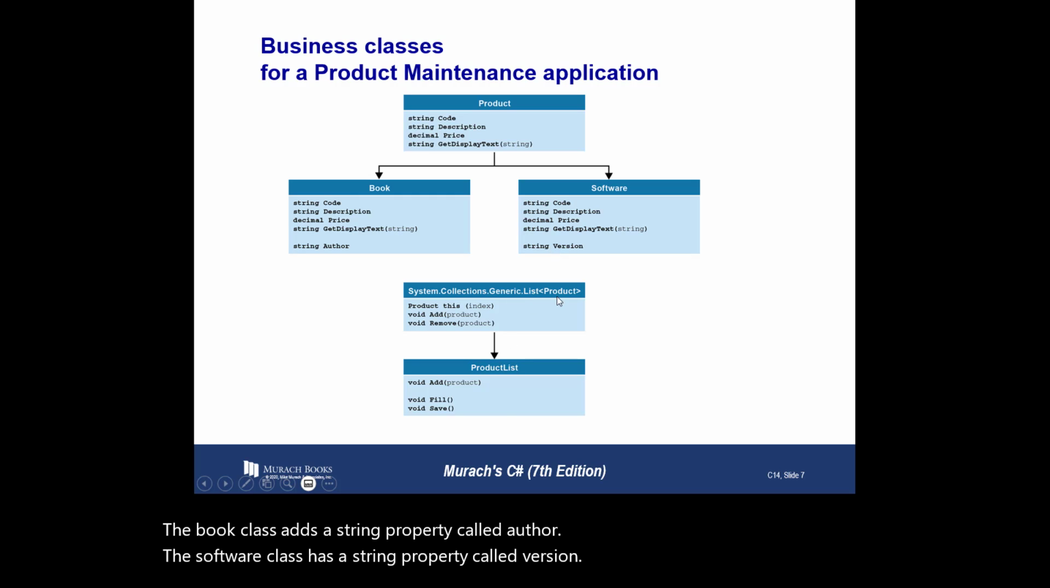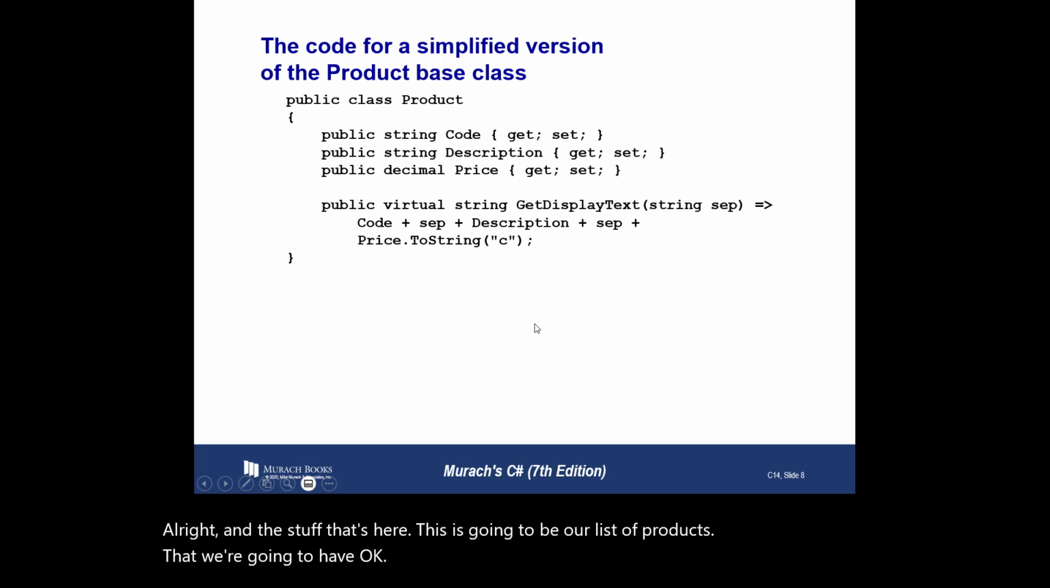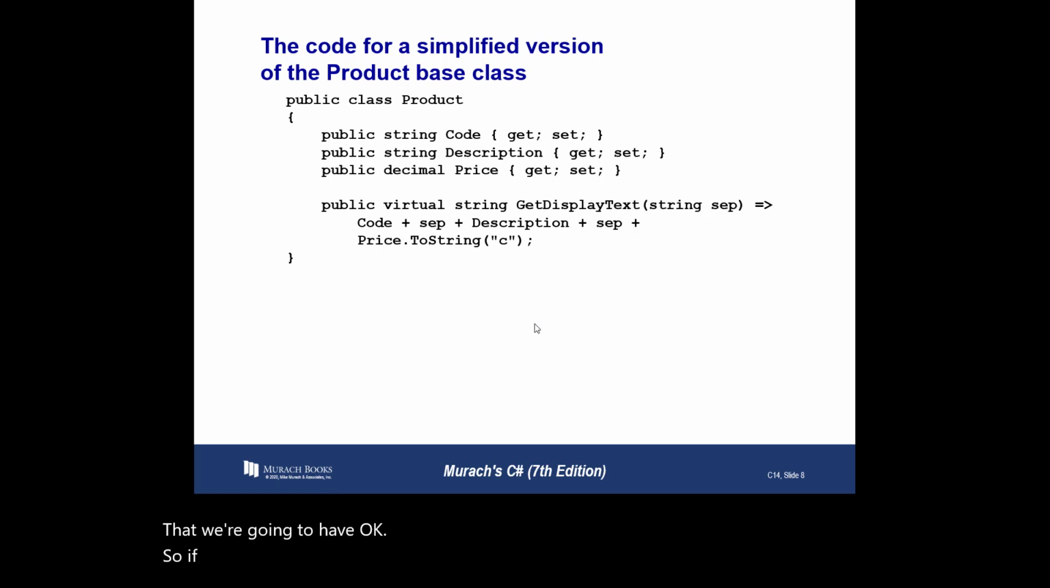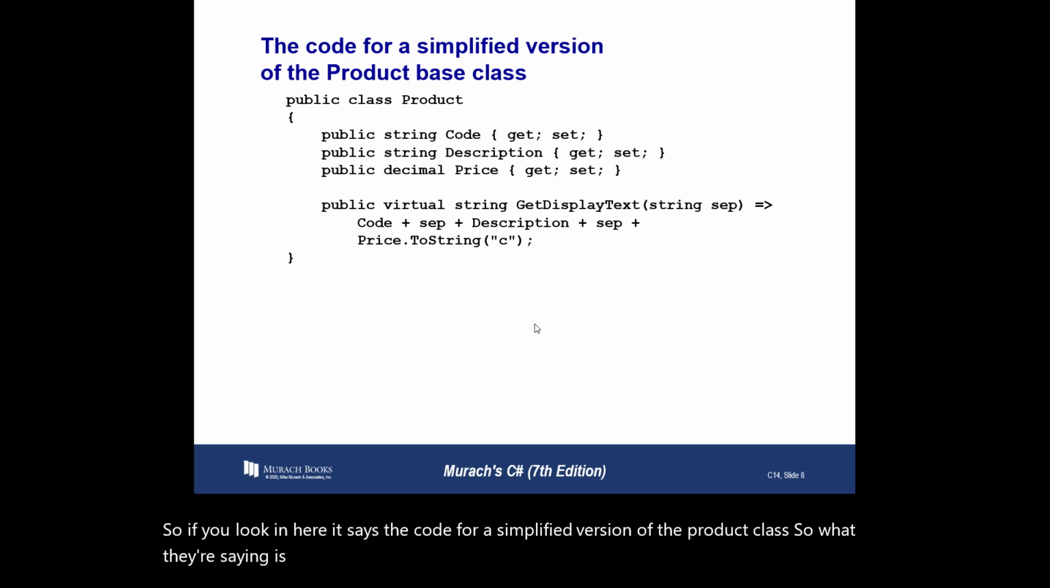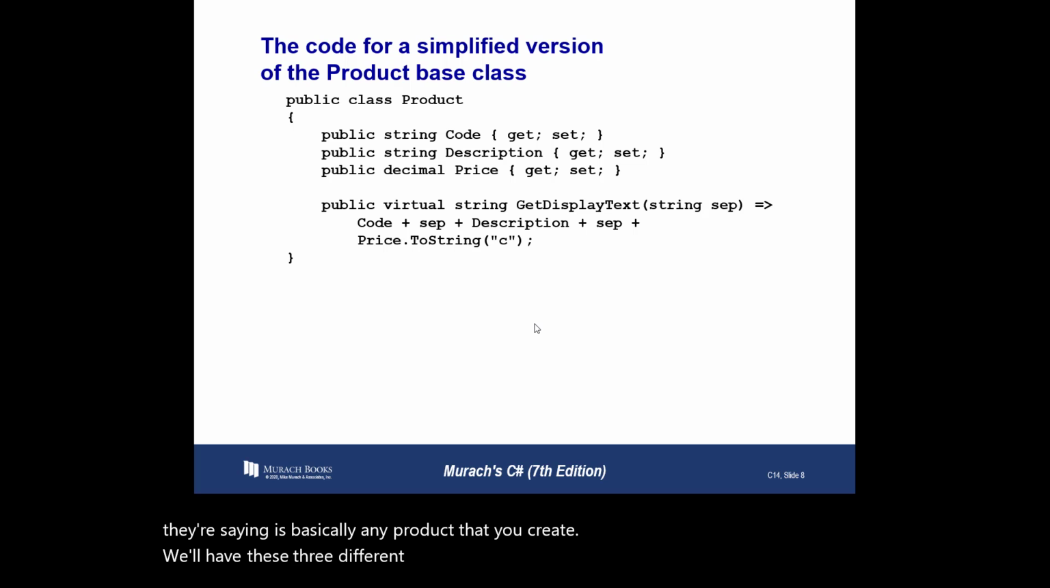And the stuff that's here is going to be our list of products. If you look in here, it says the code for a simplified version of the product class. So basically any product that you create will have these three different properties: a string for the code, a string for the description, and a decimal for the price.